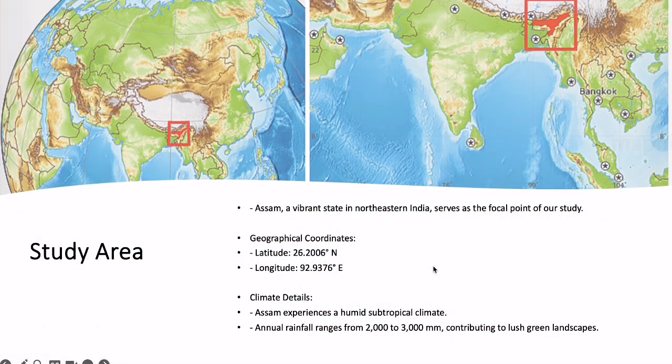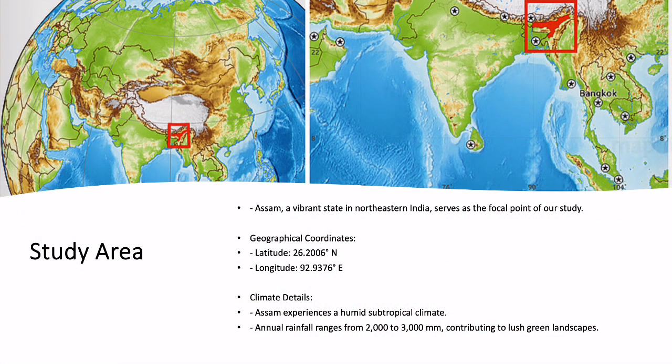Assam is a vibrant state in northeastern India, as you can see on the world map. The coordinates are 26.2006 degrees north latitude and 92.9376 degrees east longitude. The climatic details here are that Assam experiences a humid subtropical climate, and annual rainfall ranges from 2000 to 3000 millimeters.